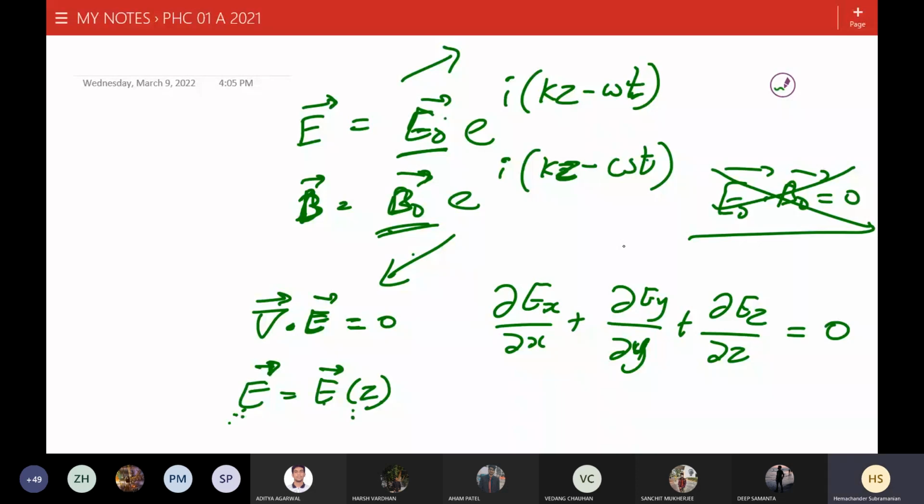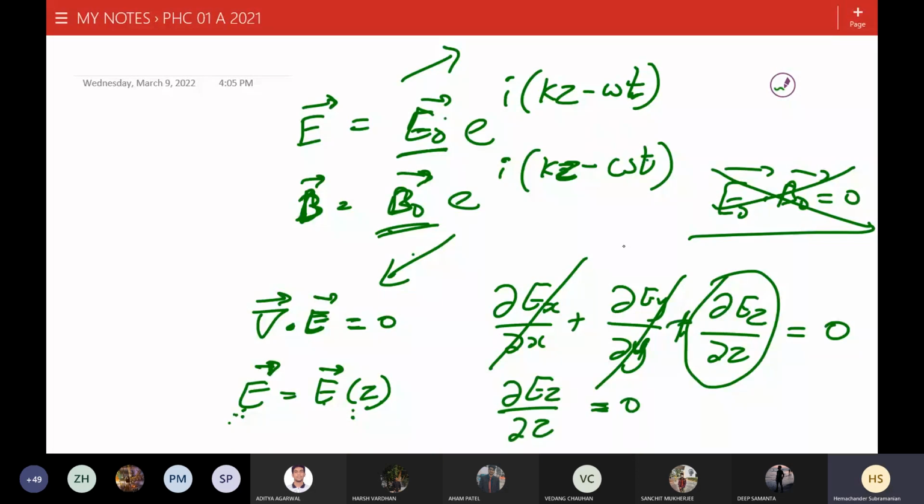If Ex is a function of z, then this term must go to 0, because Ex is not a function of x. It is a constant along x. The same thing here: Ey is not a function of y, it is only a function of z. So that term must go to 0. The remaining term is this: dou Ez by dou z is 0, which means Ez, the component in the z direction, the direction of propagation, is either a constant or 0. The component in the propagation direction does not change.